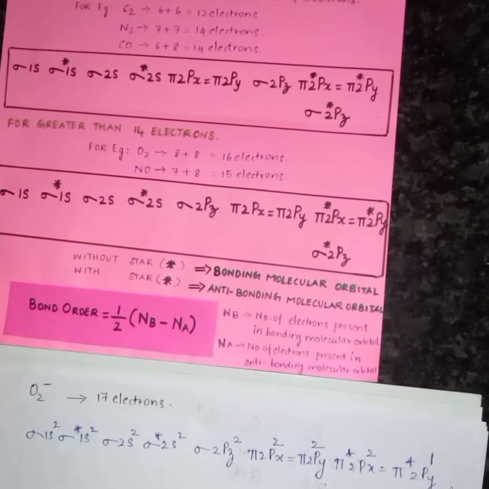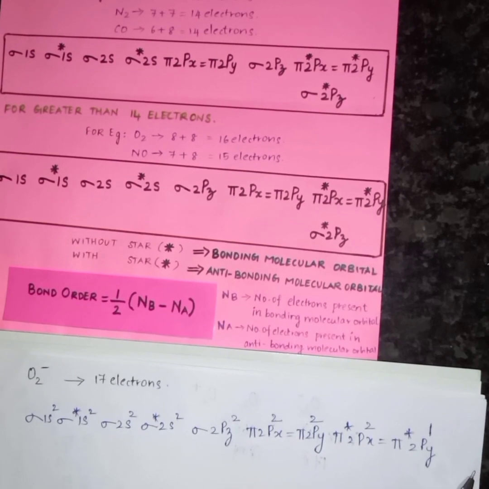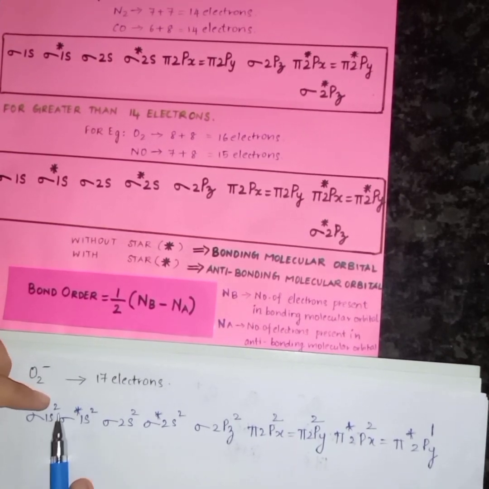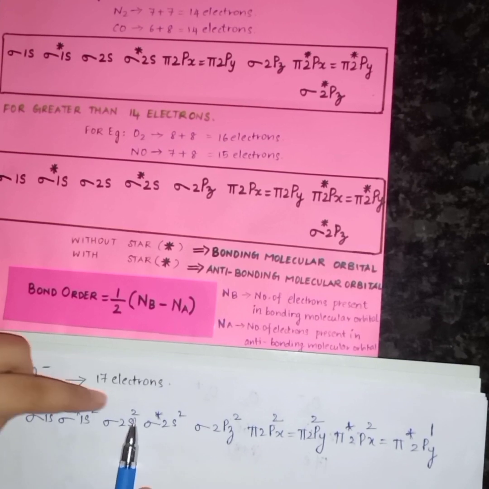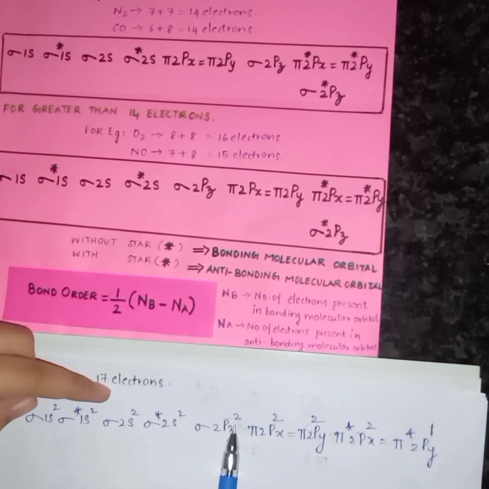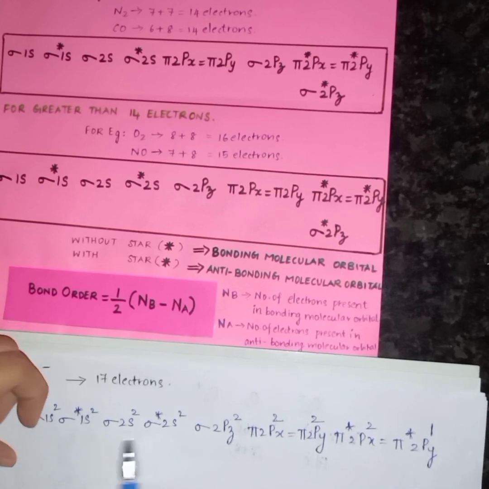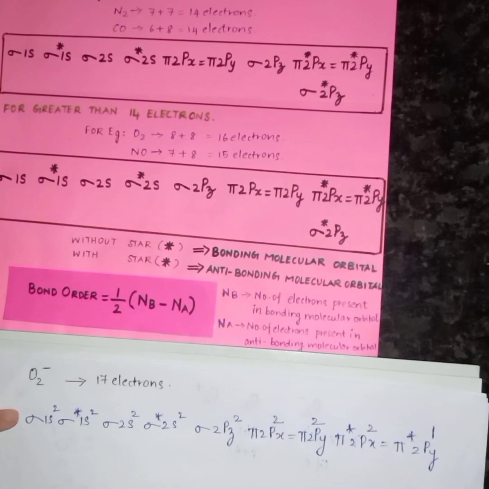After writing this, you have to check whether 17 electrons are there or not. So let us check. 2 plus 2, 4, 4 plus 2, 6, 6 plus 2, 8, 8 plus 2, 10, 10 plus 2, 12, 12 plus 2, 14, 14 plus 2, 16, 16 plus 1, 17 electrons are there. So this is the configuration for O2 minus.